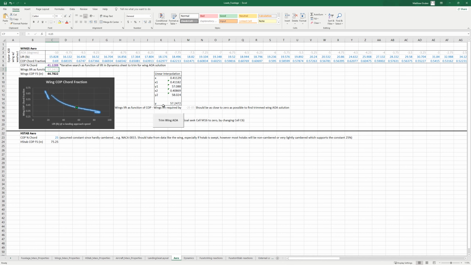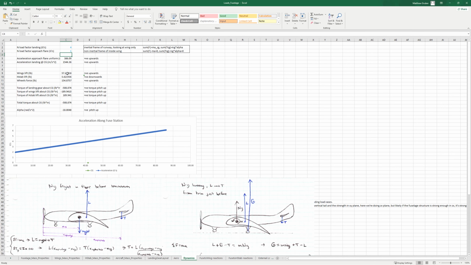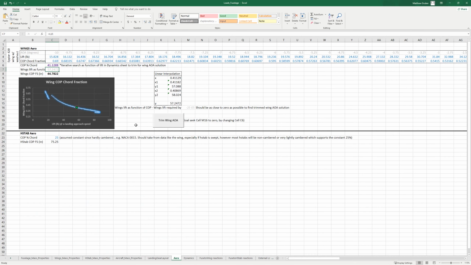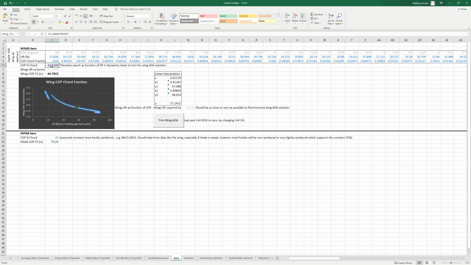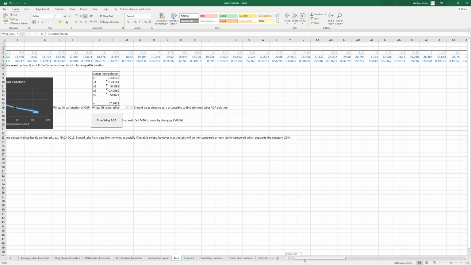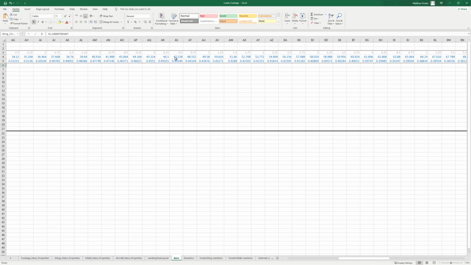There we go. So it varied it until we got to an angle of attack that works, so that here we're requiring 57 pounds and we're giving 57 pounds. So the difference between the two is almost nothing. And so that means that at this 1G cruise, we have 41% chord here. That would be over here. So we have an angle of attack of about 3 degrees.